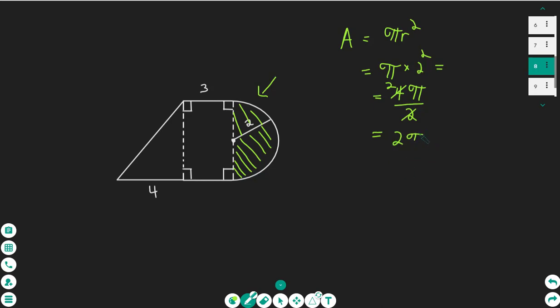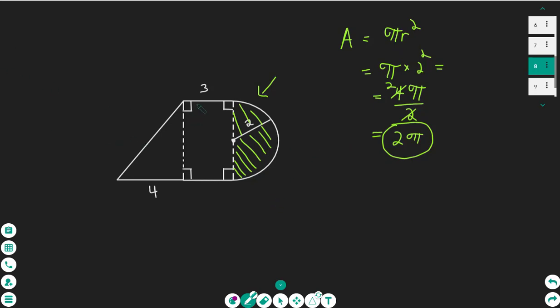2 pi. All right, so that is the area for this half of a circle. Don't forget that this is a half a circle, so you need to cut your formula in half. Okay? All right, now let's move on to the next one here.